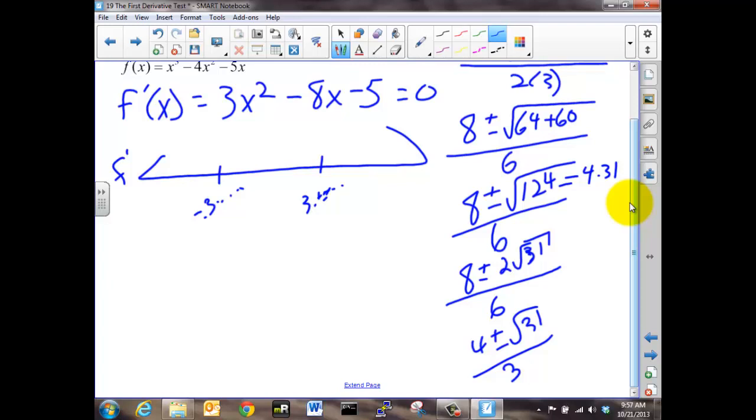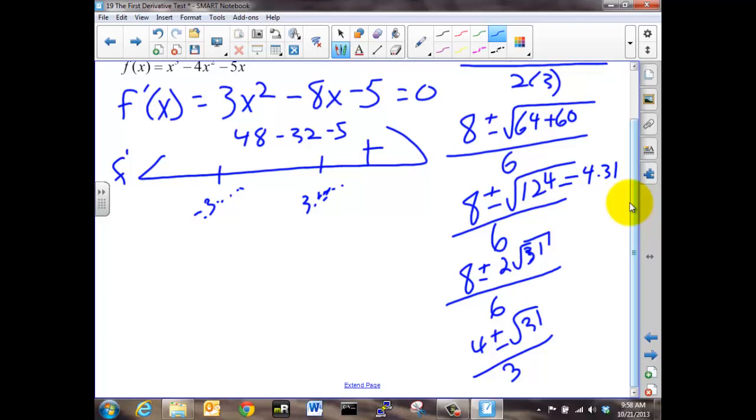4 squared is 16 times 3 is 48. Minus 4 times 8, 32. Minus 5. I don't care what that number is, but all I care about is is it positive or negative? Positive. So what does that tell you about the derivative from this point forward? Positive. So what does it tell you about the function from that point forward? It's increasing, okay? What's an easy number between 3 point something and negative 1/3? 0.